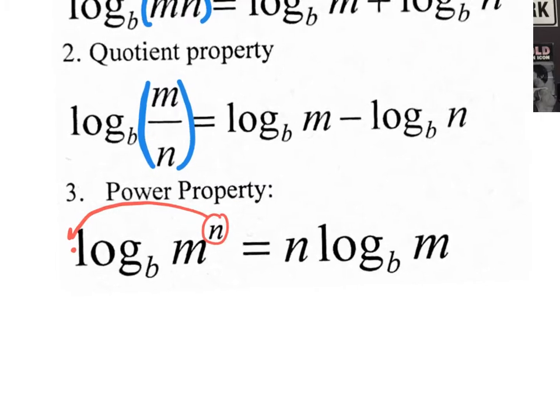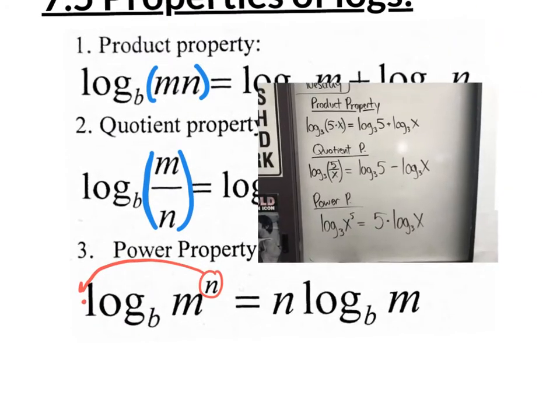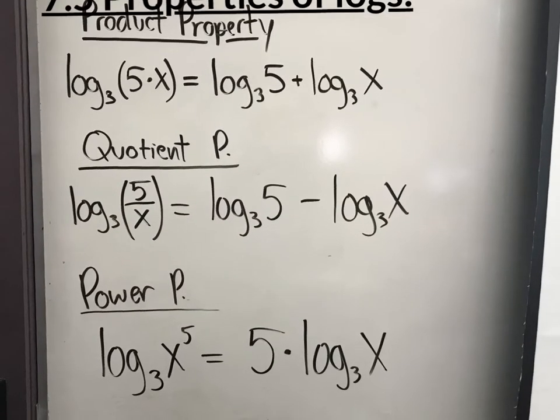Okay? I had you copy this down from the board, and right here, it's with numbers instead of letters. It might help you memorize a little bit easier. You have log base 3 of something times something. So you're going to split that single log base 3 into two log base 3s, and you're going to have a plus sign between them. It'll be log base 3 of 5 plus log base 3 of x.